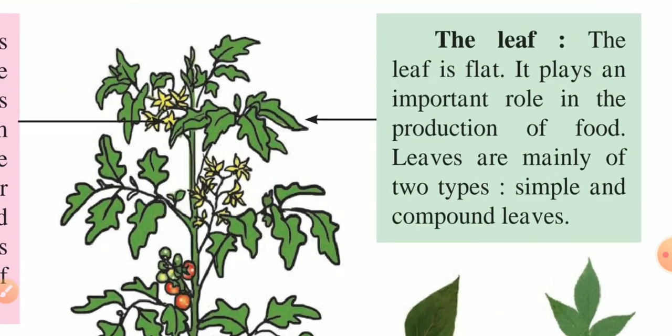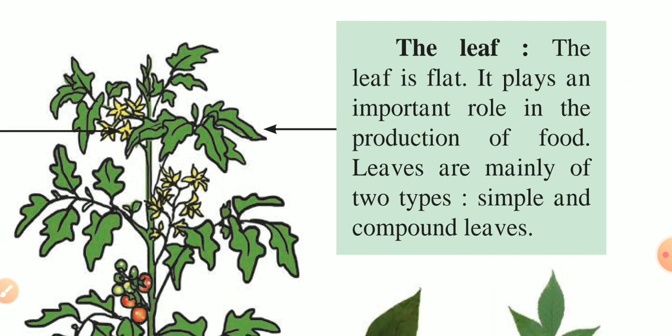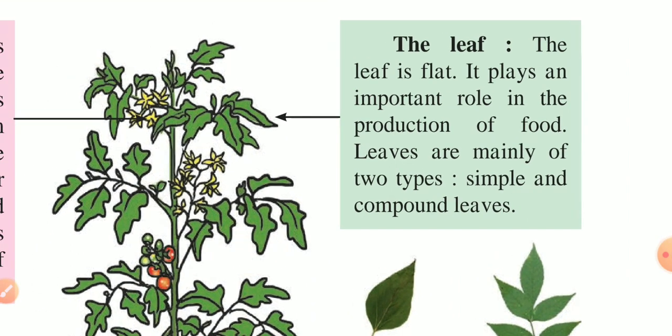Now another major important part, the leaf. The leaf is flat. It plays an important role in the production of food. First of all, the leaf has a role in the production of food, because in the leaf the photosynthesis process is done, and because of that the leaf can make its own food.